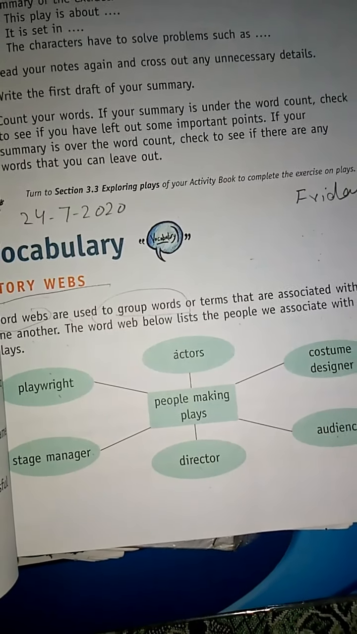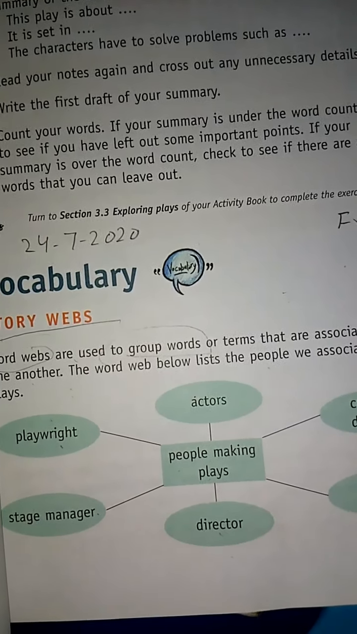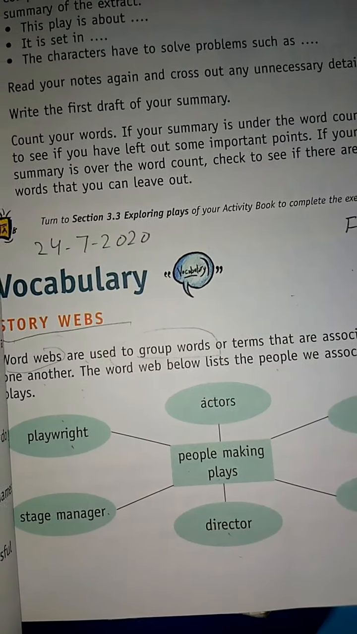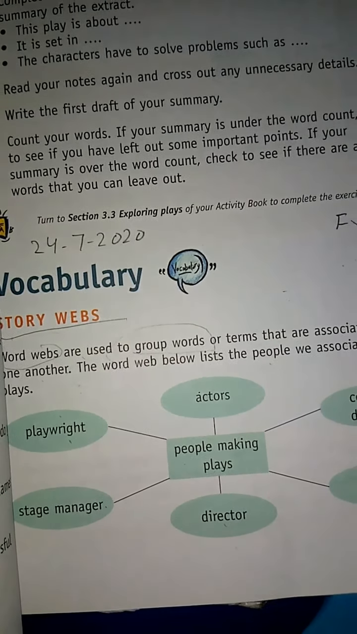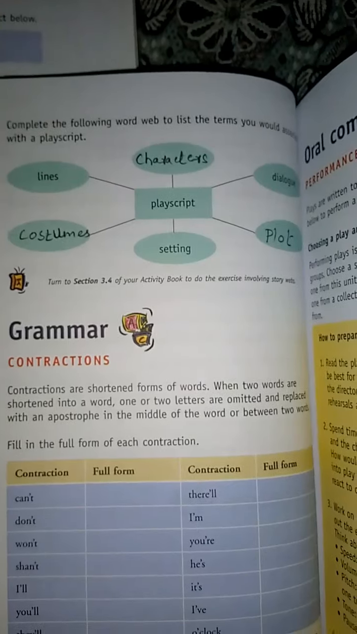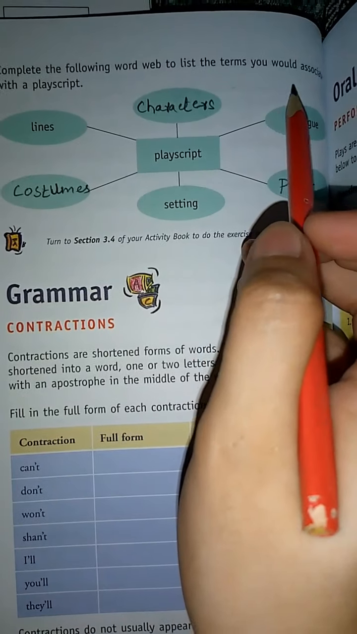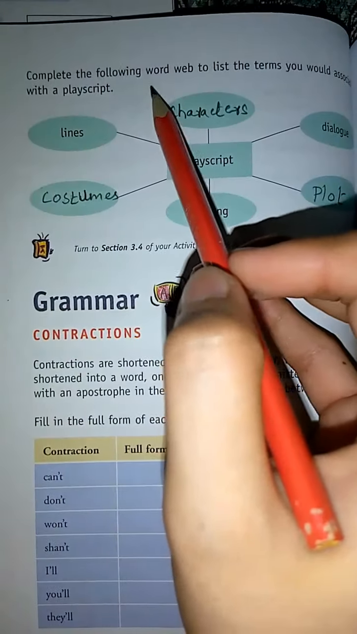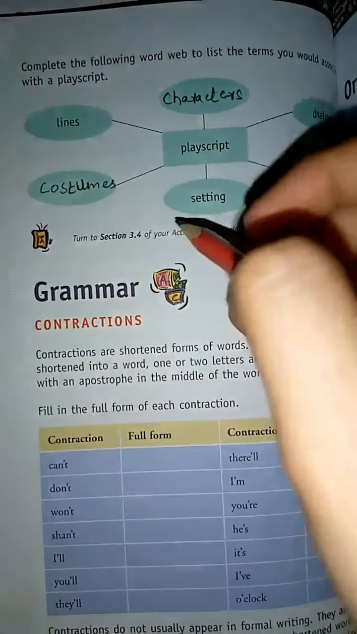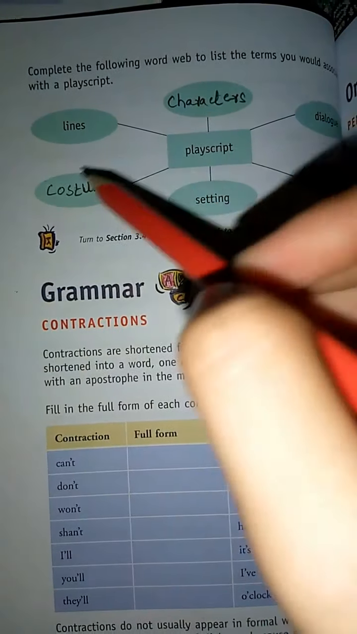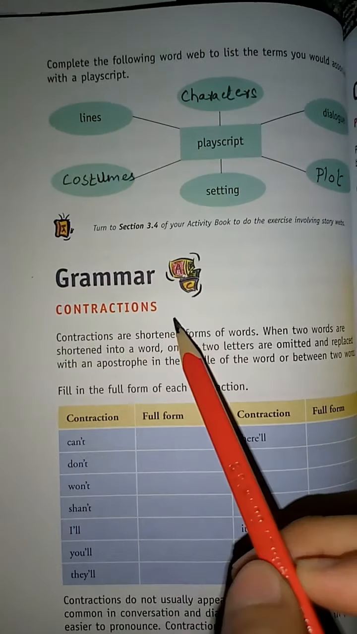ठीक है, so word web क्या हुआ, ये वो words होते हैं जो एक दूसरे के साथ associated होते हैं, यानी कि अगर हम कोई काम करते हैं तो उसमें हमें उन उन लोगों की, उन उन words की ज़रूरत पड़ती है. ठीक है, okay, on the next page we have: complete the following word web to list the terms you would associate with a play script. Although I have written it, but if you have any other words associated with this play script, you can write those ones. Take care. Okay, next one is grammar contractions.